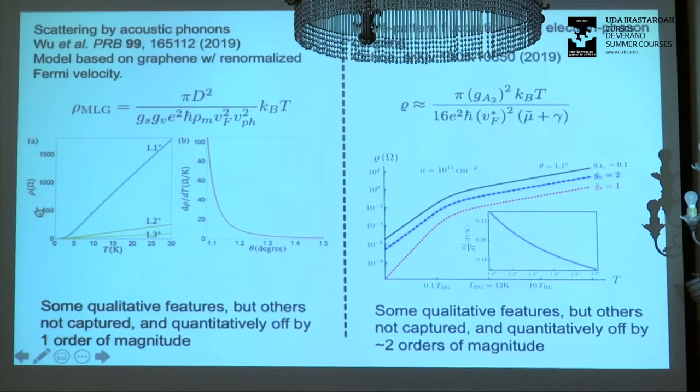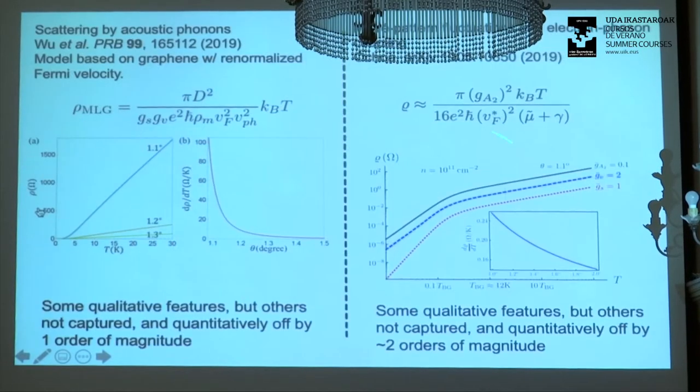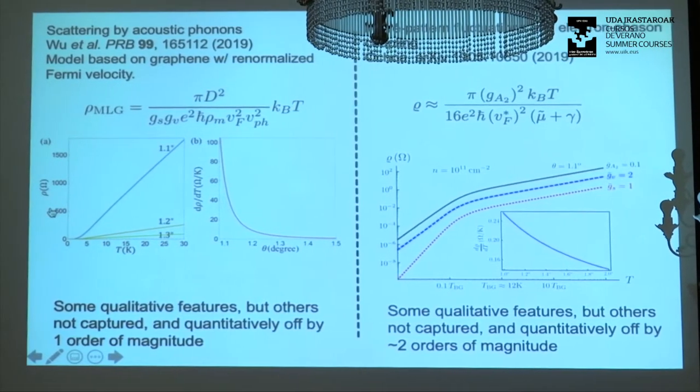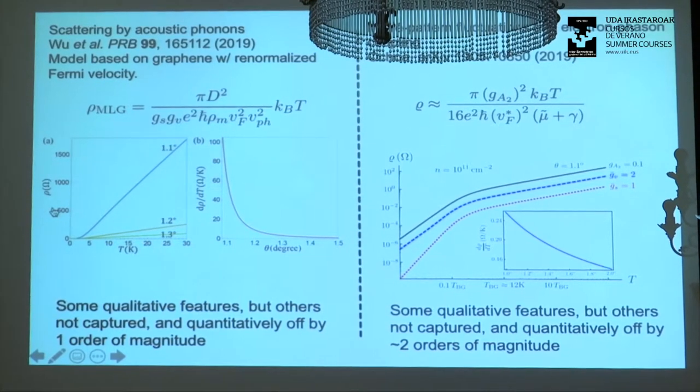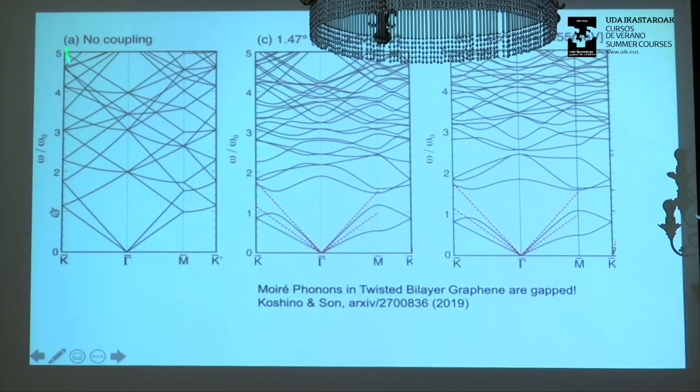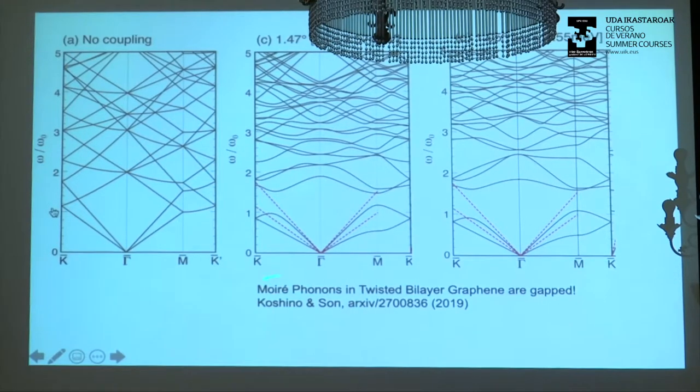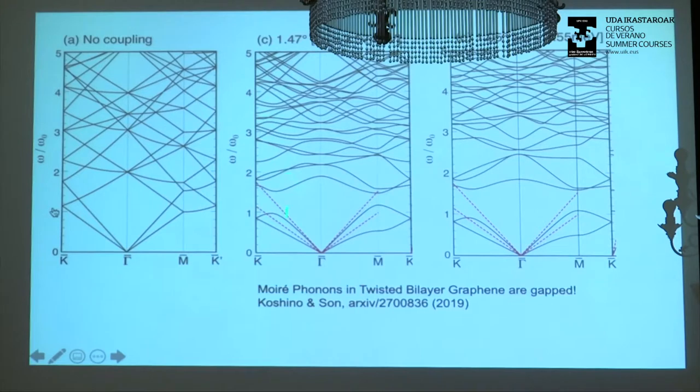Another thing that none of these theory papers captures, which is quite important, is that, again, Moire superlattices are different from regular superlattices. For example, both of these papers are taking the graphene phonons as regular graphene phonons for twisted bilayer graphene. Basically, no coupling. This is the phonon spectrum of regular graphene, and they are not assuming any coupling. But if you include the actual coupling, with what are called Moire phonons in twisted bilayer graphene, there are recent calculations that show that the phonon spectrum becomes gapped. Your acoustic phonons now become gapped.